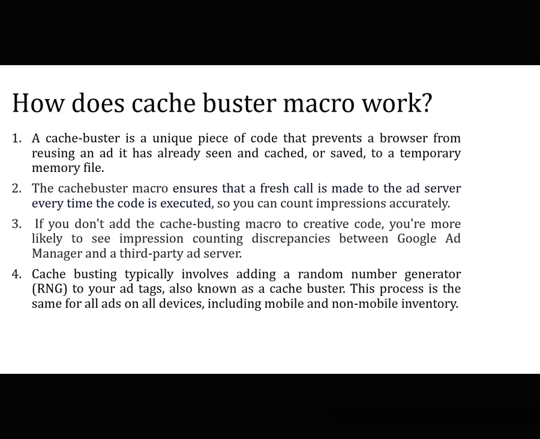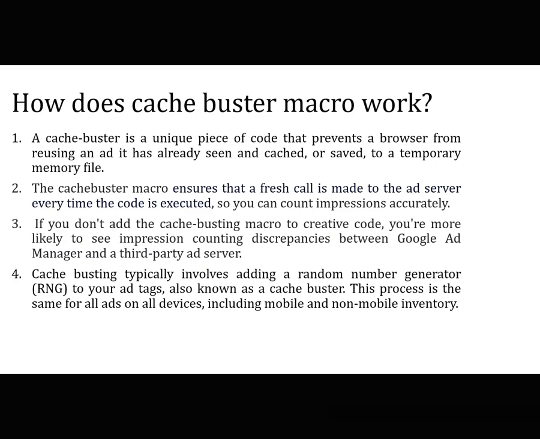Then, how does a cachebuster work? A cachebuster is a unique piece of code that prevents a browser from reusing an ad it has already seen and cached, or saved to a temporary memory file. The cachebuster macro ensures that a fresh call is made to the ad server every time the code is executed, so you can count impressions accurately. If you don't add the cache busting macro to creative code, you are more likely to see impression counting discrepancies between Google Ad Manager and the third-party ad server.